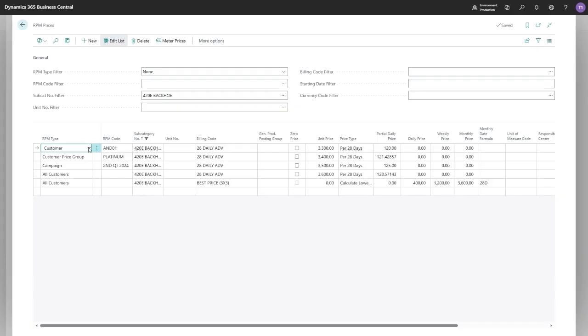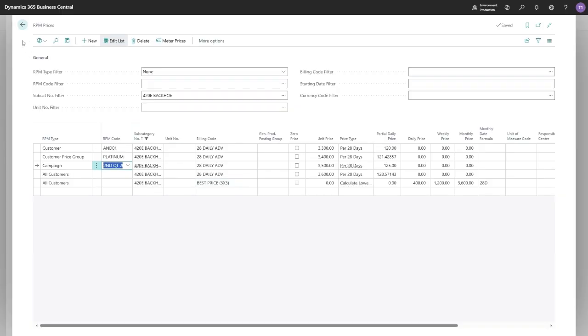So we could do pricing by 4 different types. There's a customer price, individual customer price. There's a customer price group. So anybody that's in this particular price group will get a special rate. There is a marketing campaign capability in our solution. So you could set up pricing for a specific campaign, or you could set up a default rate for all customers. It's the combination of this type, the subcategory, and our billing code, which will determine the rate that we are going to charge. Be sure to watch our video on billing codes to learn more about how our system handles those recurring billings.